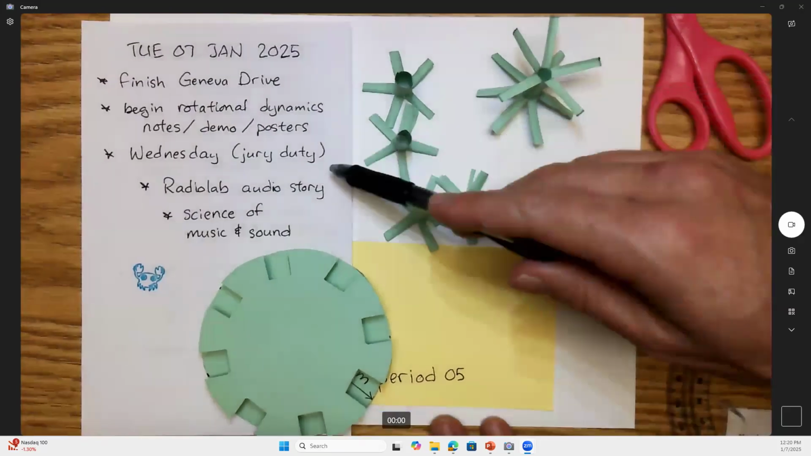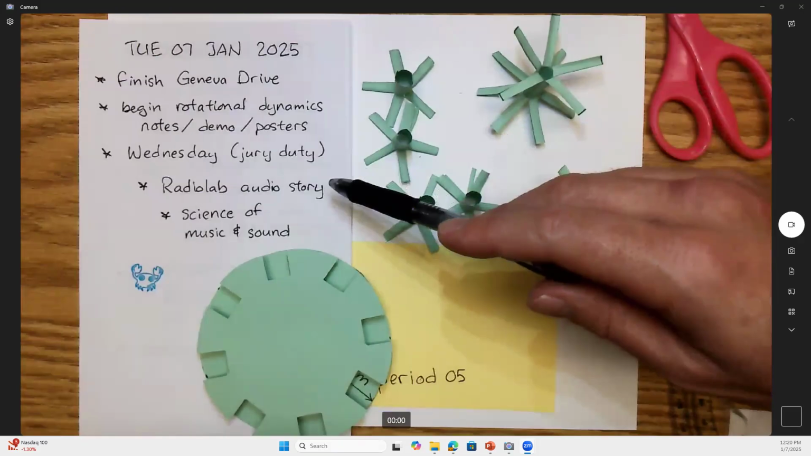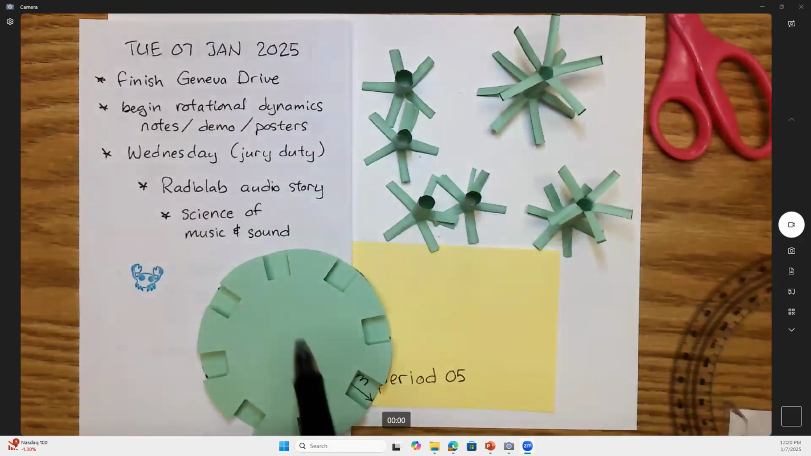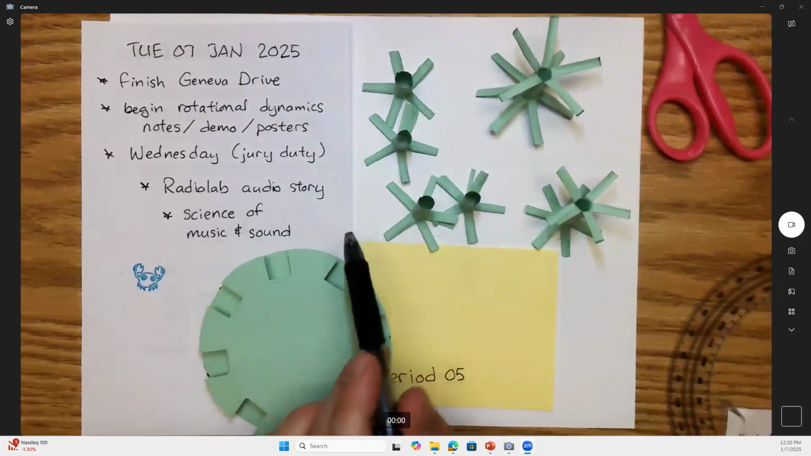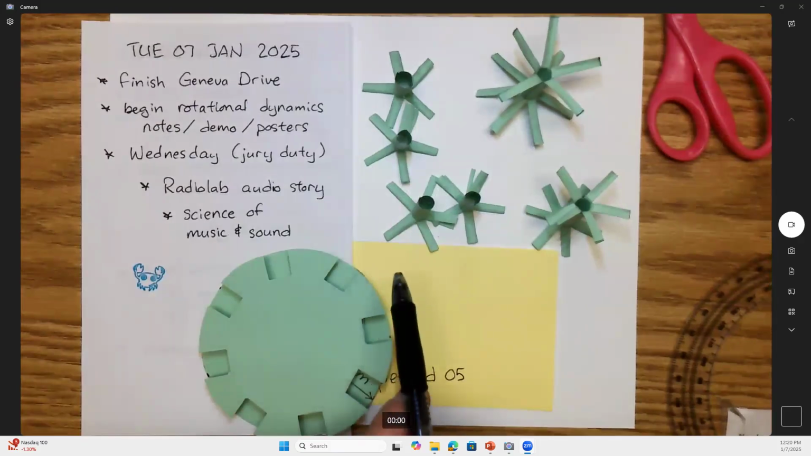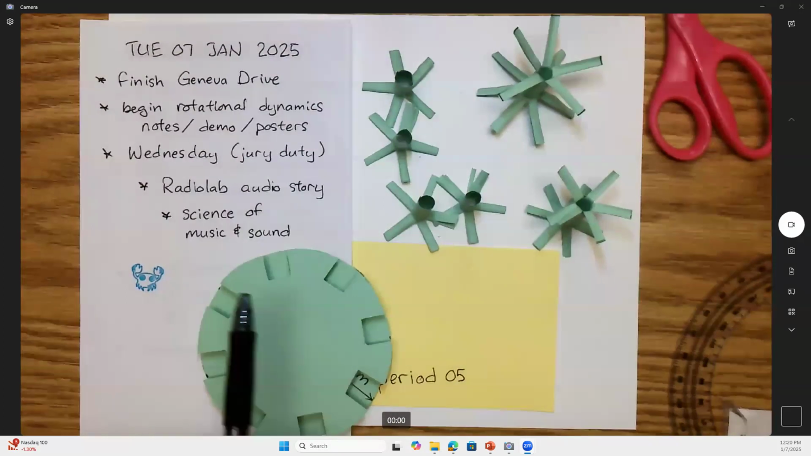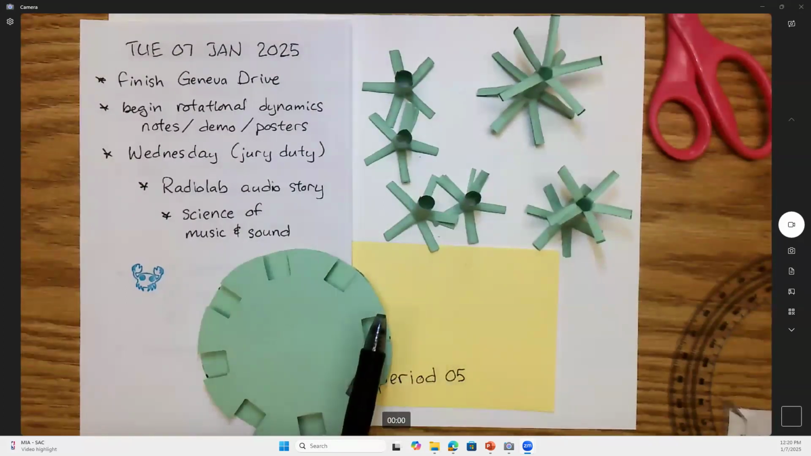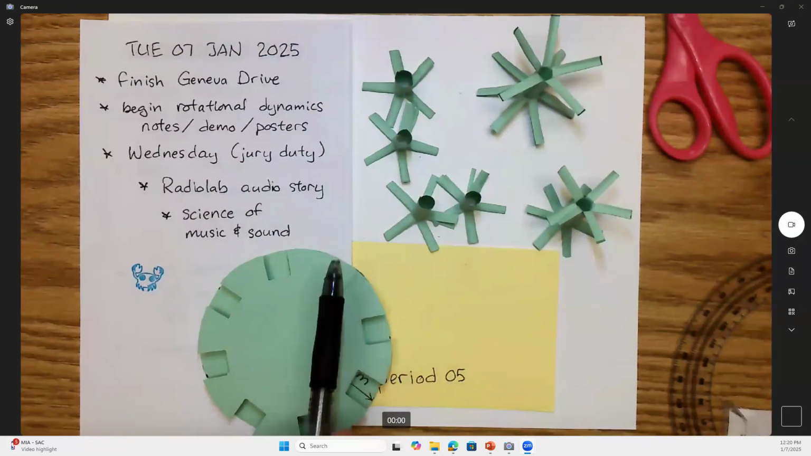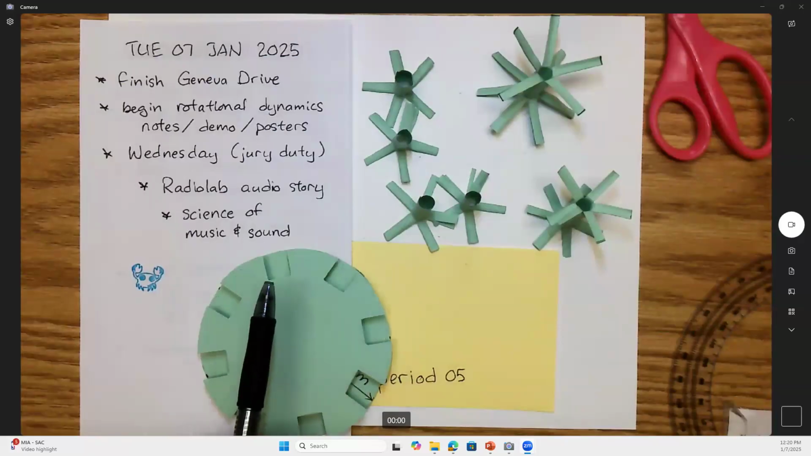Okay, and of course, I'm not going to be here tomorrow. What I'm going to leave you guys with tomorrow is a Radio Lab audio story. Now, I'll give you guys a worksheet too, just to help you follow along. But really, you guys get to hear a really cool story about science of music and sound. The worksheet just helps you follow along and keep track. You turn that in at the end of class tomorrow, then I'll give you credit for that.